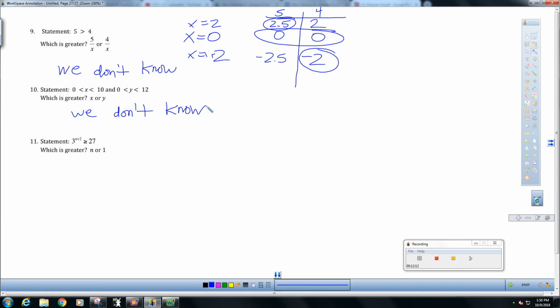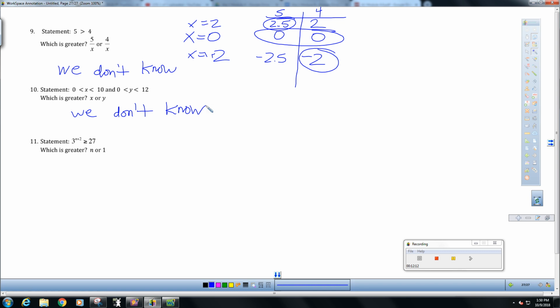So, we don't know this one. Three to the n plus 2, or 27. Which is greater, n or 1? Well, we know that 3 to the n plus 2 is bigger than or equal to 27.